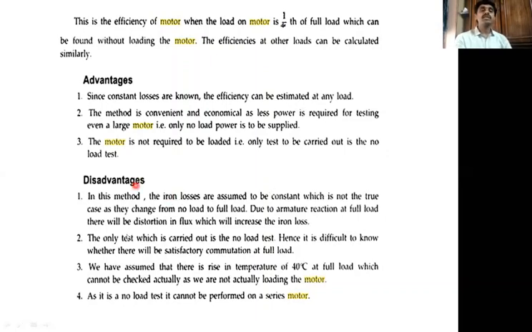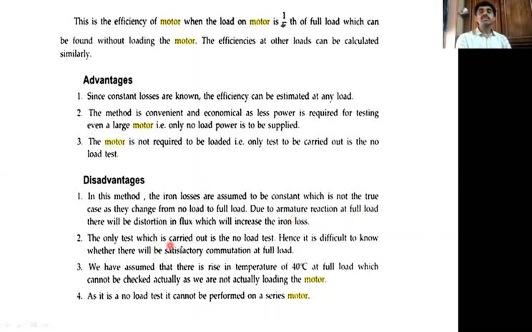What are the disadvantages? In this method, the iron losses are assumed to be constant, which is not the true case as they change from no load to full load. Due to armature reaction at full load, there will be distortion in the flux, which will increase the iron loss. Generally, iron loss will change with loading condition, but we are not considering that change in iron loss. We are taking it as constant.